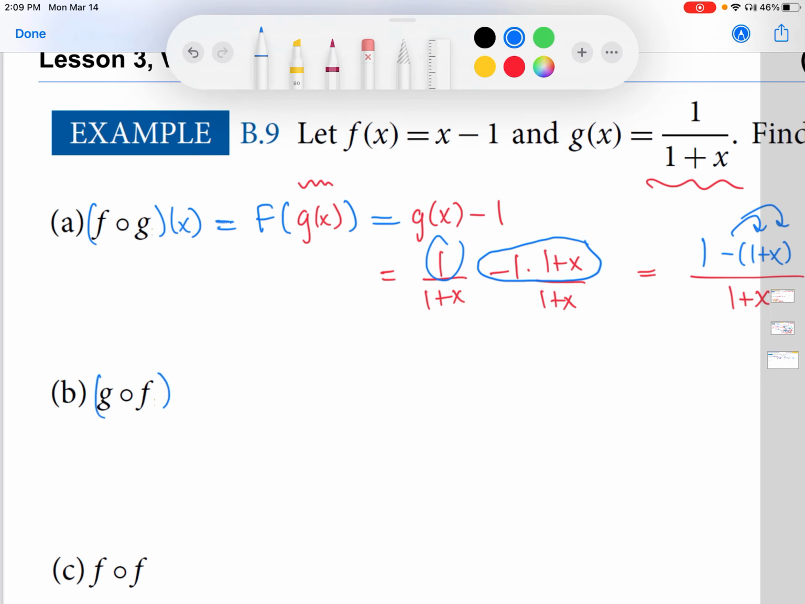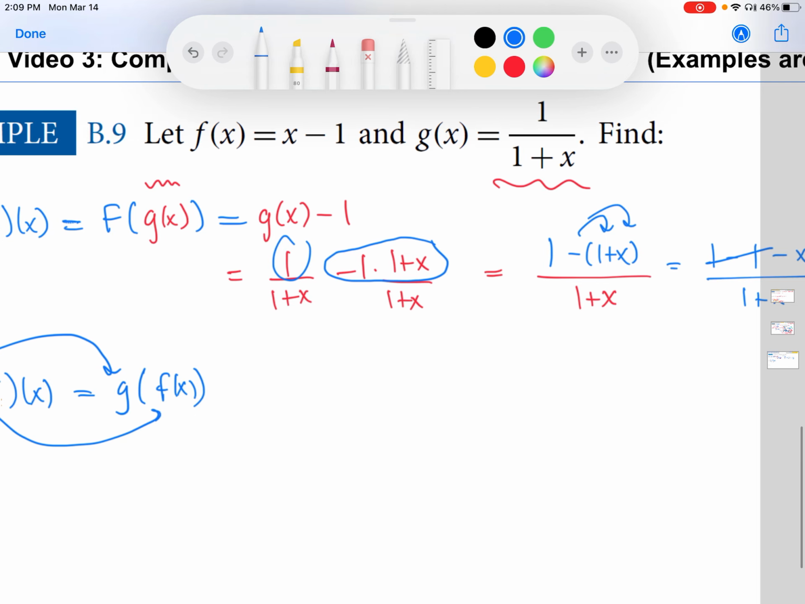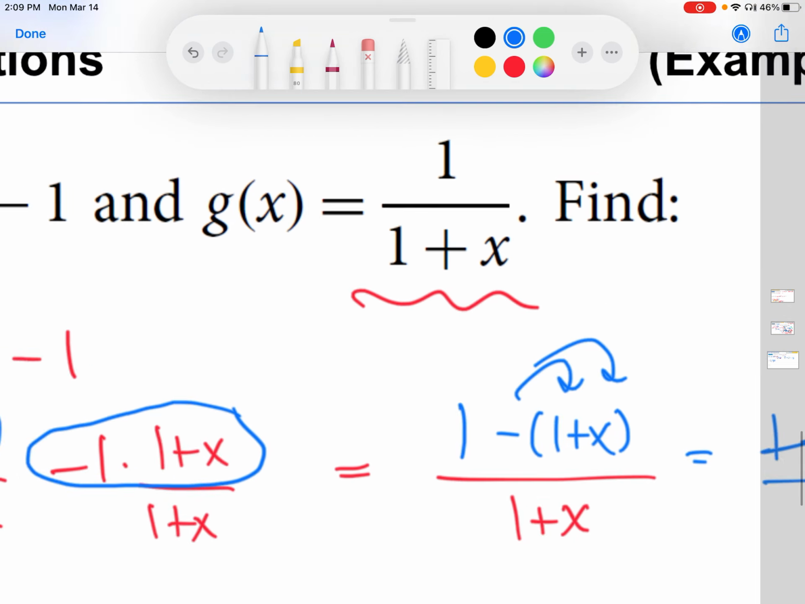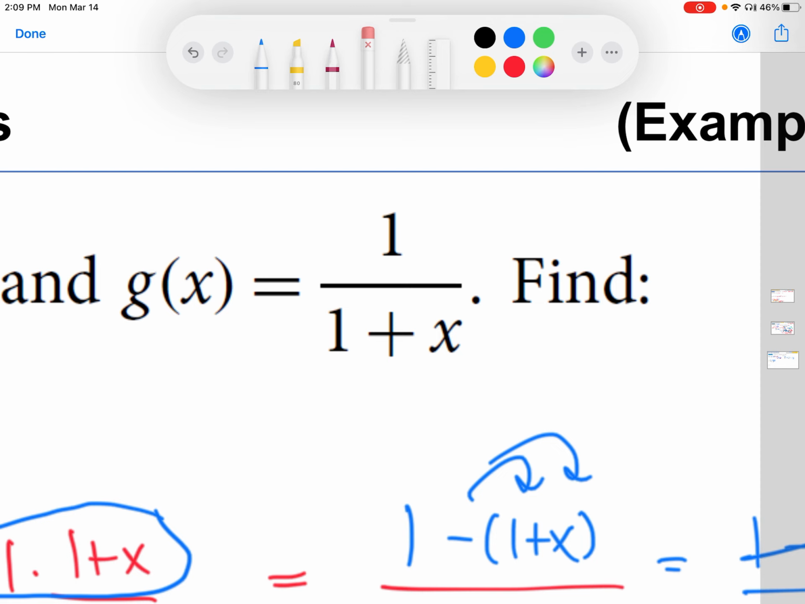So g of f of x, similar thing. The outside function is g, evaluated at the inside function, f of x. Okay. So now we're going to do something different. We're going to go to g of x first, and then we're going to put in f of x everywhere we see x. Okay, so I'm going to zoom in, make it especially clear here.